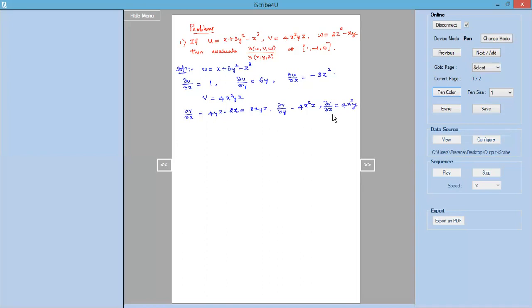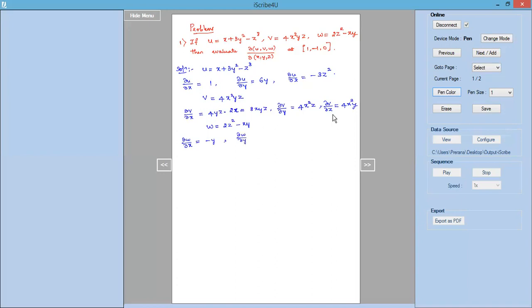Now we will consider the function w, which is given by 2z² minus x into y. So ∂w/∂x. With respect to x, the first term 2z² is constant, so differentiation goes to 0, minus y into 1. x differentiation with respect to x is 1, so minus y into 1 gives us minus y.